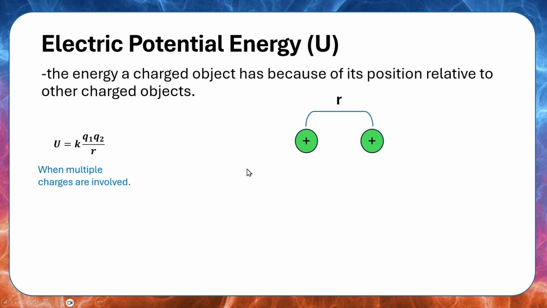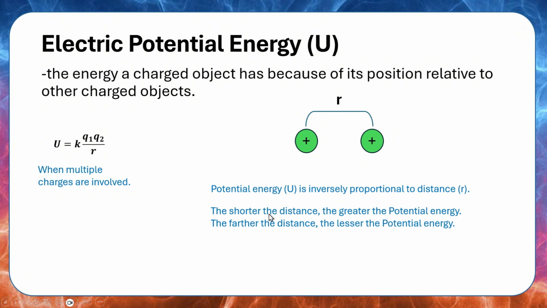Okay, so why? It's because the potential energy and the distance between two charges are inversely proportional to each other. And if we say inversely proportional, it means the shorter the distance, the greater the potential energy, U. And the farther the distance, the lesser the potential energy, U. Okay? So that's what it means by inversely proportional. They're going in opposite directions.